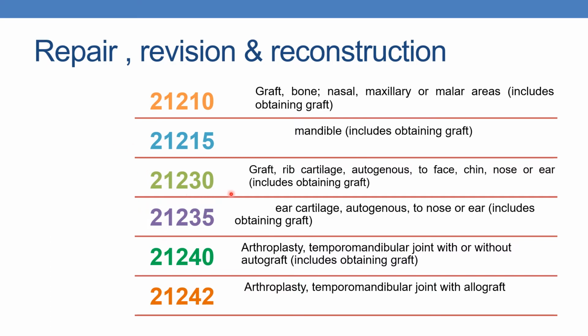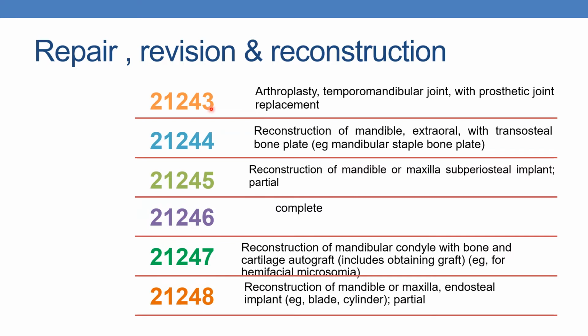The next is 21230. It deals with graft rib cartilage autogenous to face, chin, nose or ear including obtaining graft. Next is 21235. It deals with graft ear cartilage autogenous to nose or ear. The next is 21240. It deals with arthroplasty, temporomandibular joint with or without autograft. The next is 21242. It deals with arthroplasty, temporomandibular joint with allograft. The next is 21243. It deals with arthroplasty, temporomandibular joint with prosthetic joint replacement.